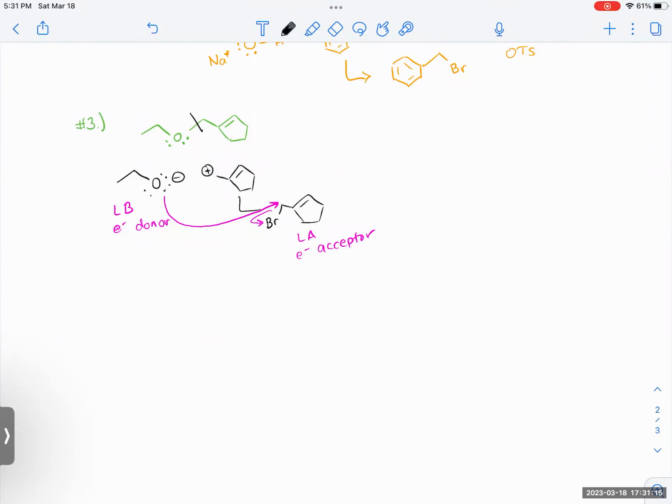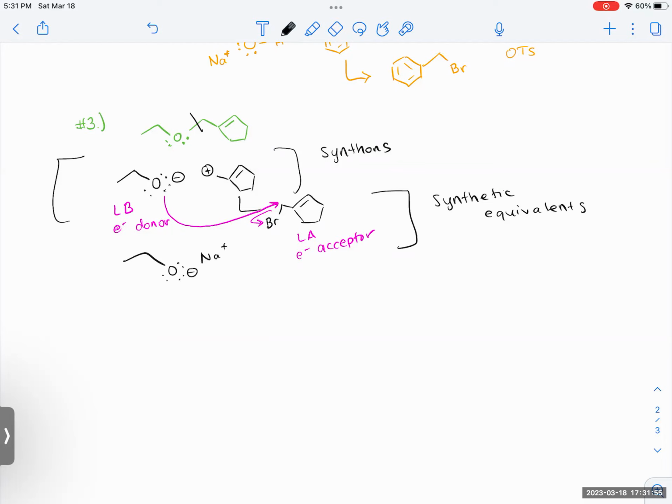Just to make sure that I'm understanding it. When we broke that bond with the oxygen and carbon, the two pieces are considered our synthons, right? Yes. Yeah, these are our synthons right here. Once I added the bromine, this is the synthetic equivalent. Okay. So you would also draw this with a sodium ion to stabilize it.